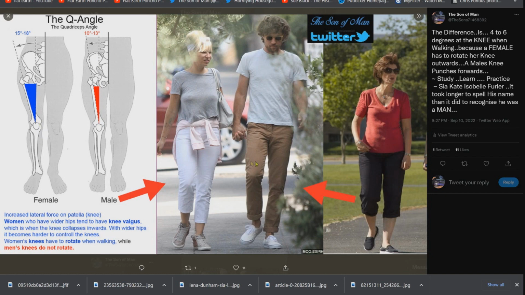Because of this, the woman has to rotate her knee outwards and then back in front. So it's a swooping half circle that the foot makes. But on this one, the knee is punching straight forward and there's no gap between the knees. Knees together versus knees apart. This is how you work it out in the real world.